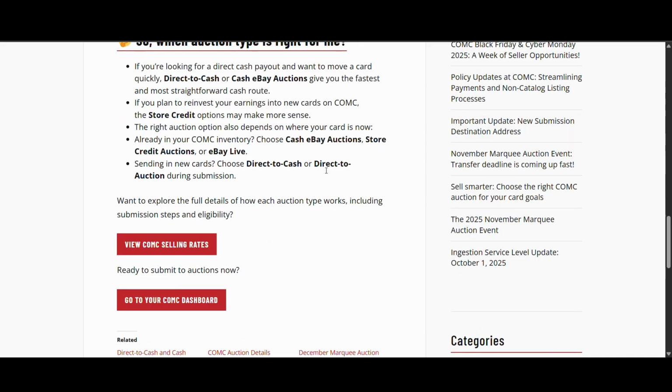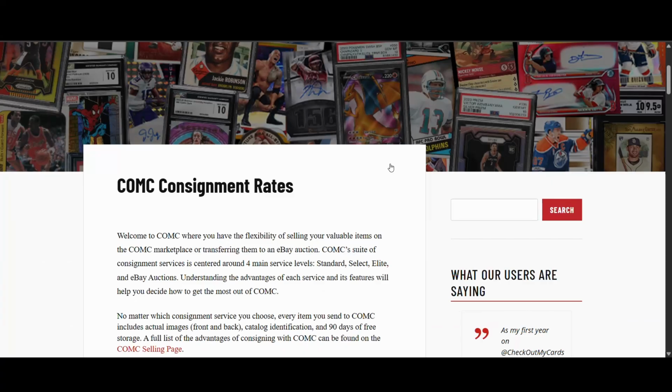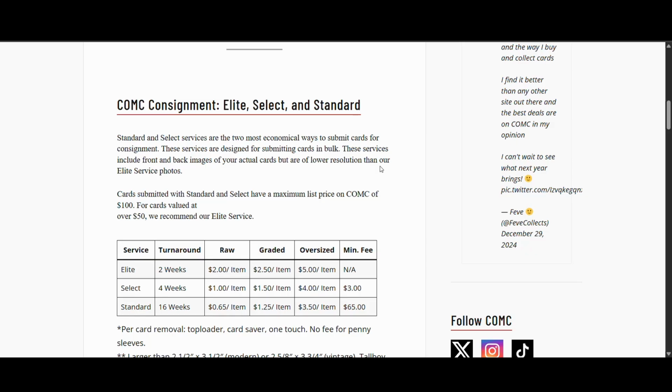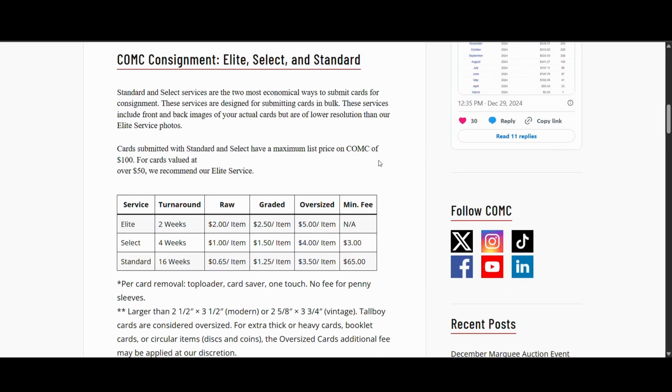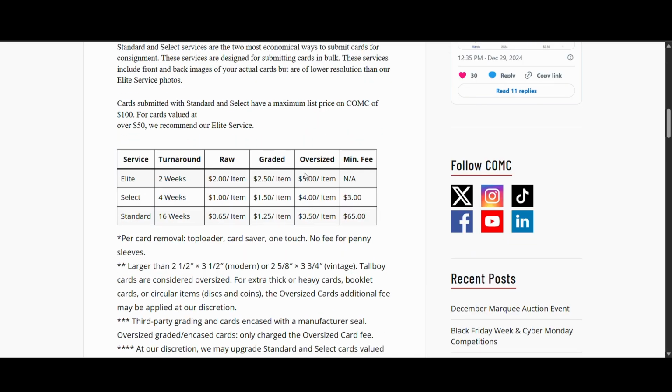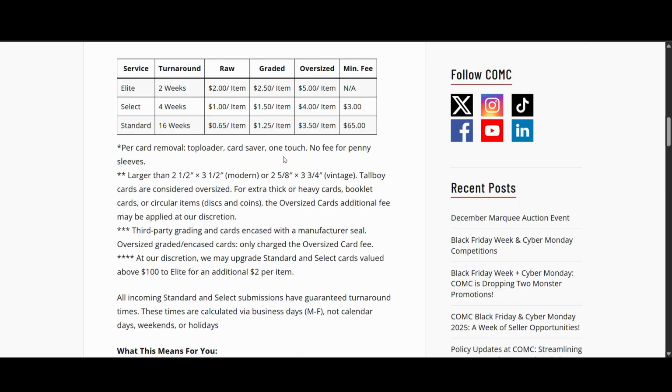Now, I wanted to look at this too, because there are some ways to skip the long wait. Like if you're submitting cards just generally, you might have a 2-week, 4-week, or 16-week turnaround time. The 16-week there for my recent one was more like 32 weeks, which is crazy.